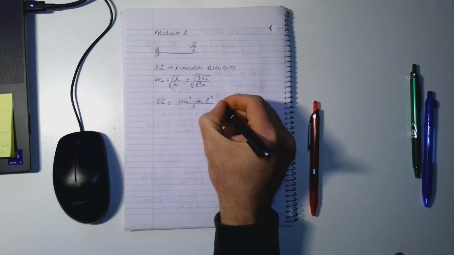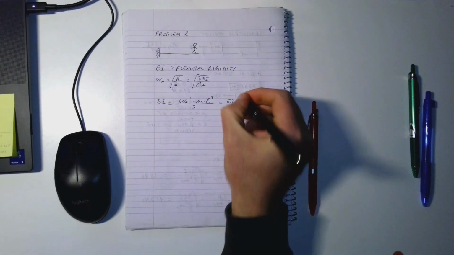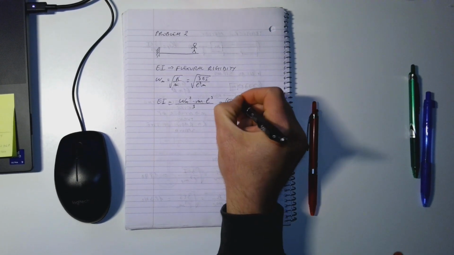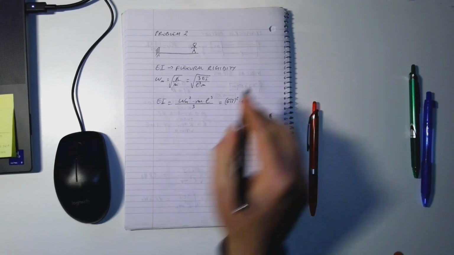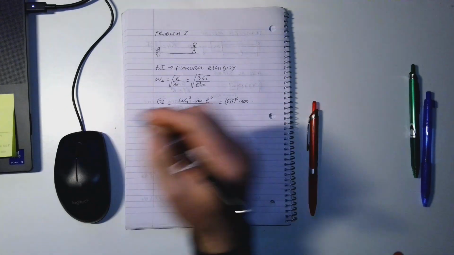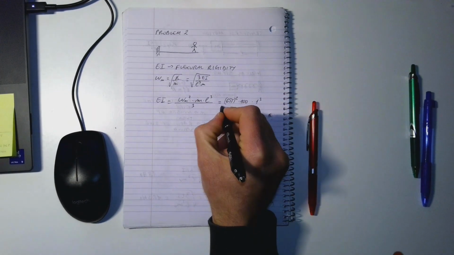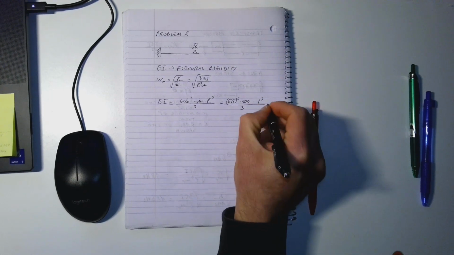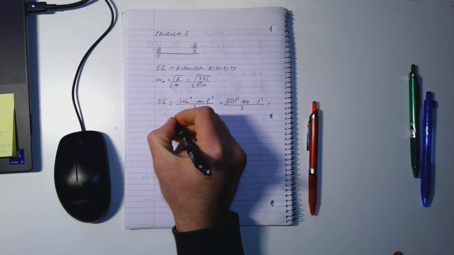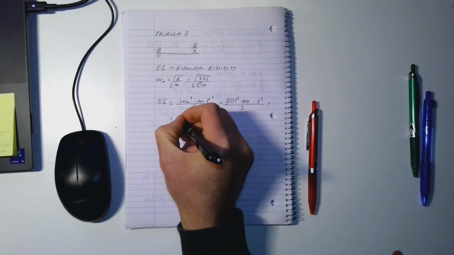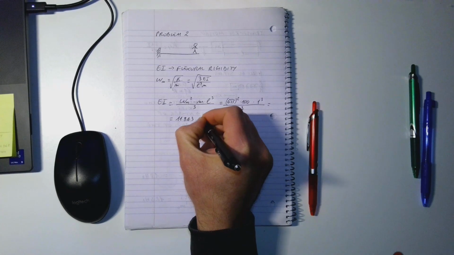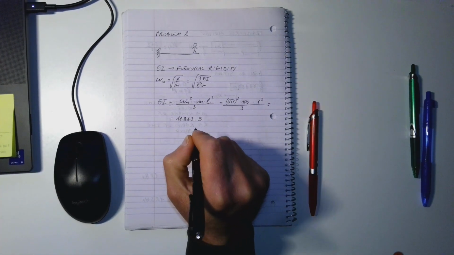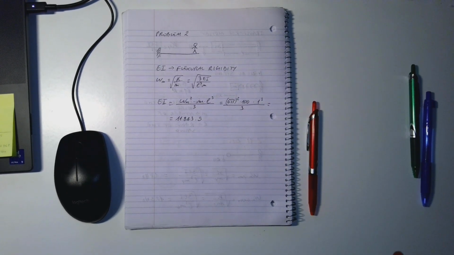So we will have 6 pi squared times 100, which is m, times L cubed, it was 1 meter, so 1 cubed, divided by this constant 3. We plug in all the numbers, and what we obtain is 11843.5. The units of the flexural rigidity are newtons per meter square.